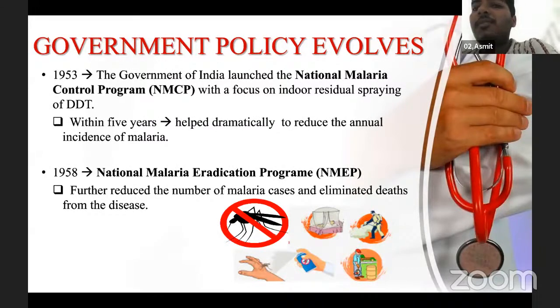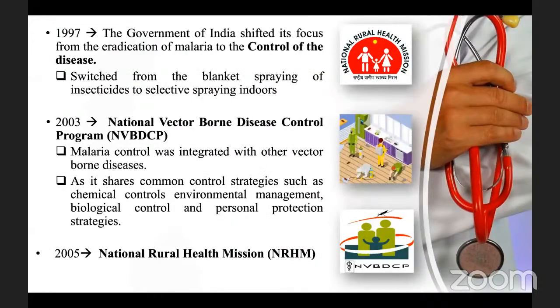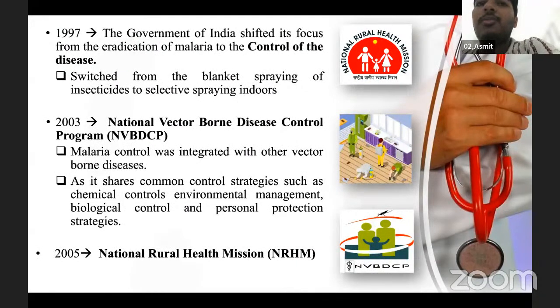Next, in 1958, the National Malaria Eradication Program was introduced, to further reduce the number of malaria cases and eliminate death from the disease. Next, in 1997, the government of India shifted its focus from eradication of malaria to control of the disease.